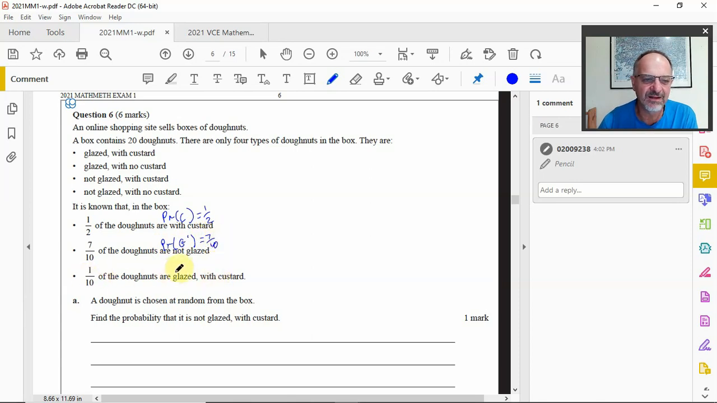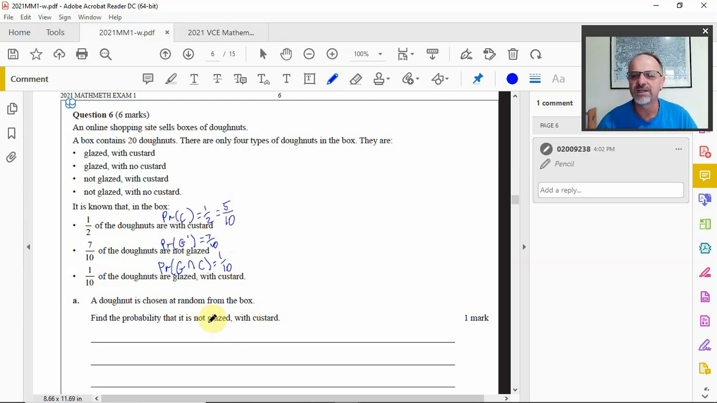And 1/10 of the donuts are glazed with custard. So with probability of glazed with custard, so that is intersection because it's got both. And that's 1/10. All right, now this first one I'm going to rewrite as 5/10, only because these others are in terms of tenths. All right, so now the question is how do we do it?